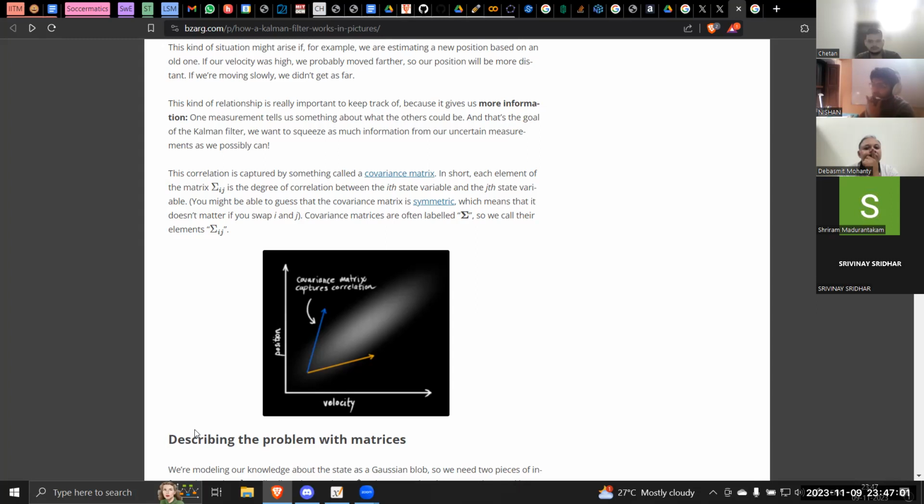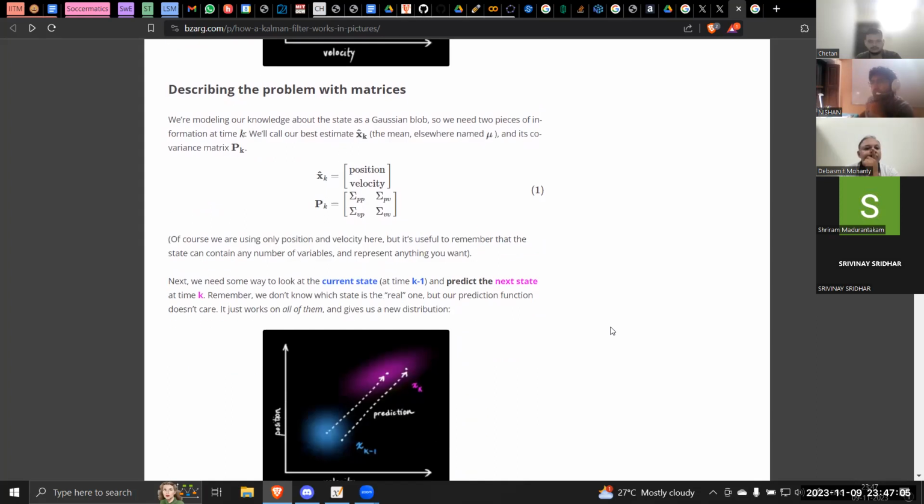Describing the problem with matrices. We are modeling our knowledge about the state as a Gaussian blob. So we need two pieces of information at time k. We'll call our best estimate x̂k, the mean elsewhere named mu, and its covariance matrix Pk.